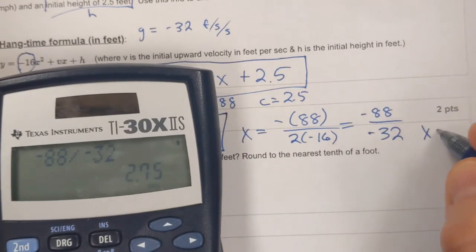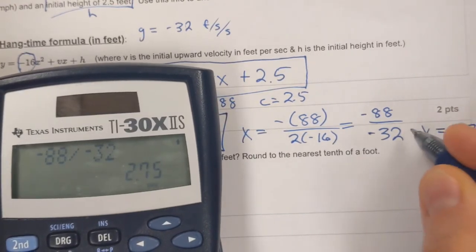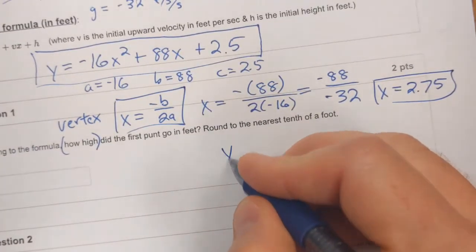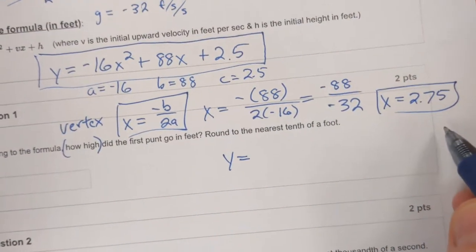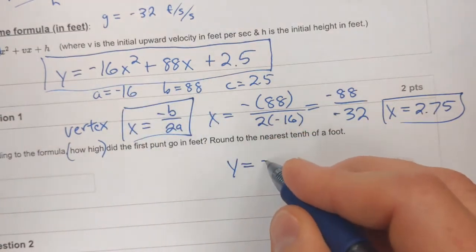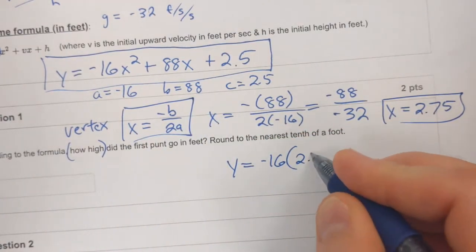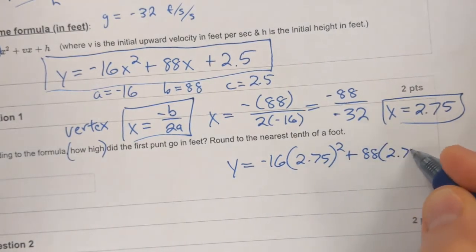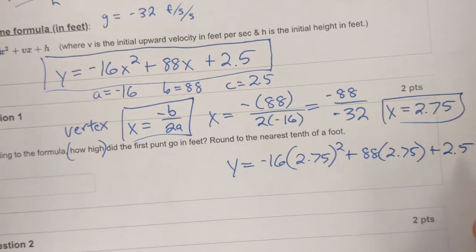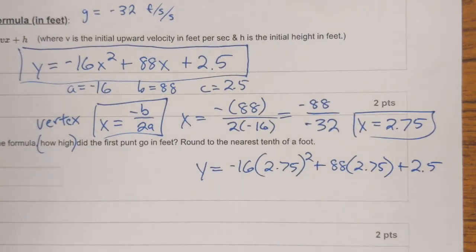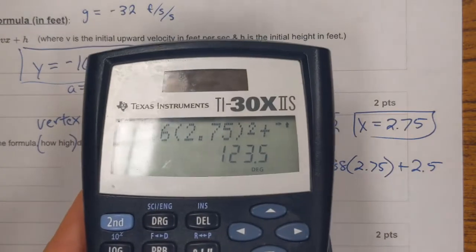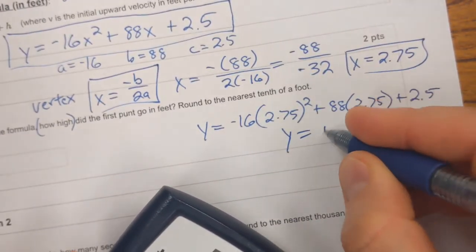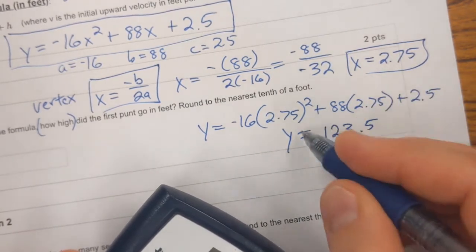So here, the x-coordinate comes out to 2.75. And then if you recall from the last video, to find the y-coordinate, we're going to plug this 2.75 in for x. I'm not going to make you watch me type this in the calculator. We get 123.5 feet. Oh yeah, the y value is 123.5.